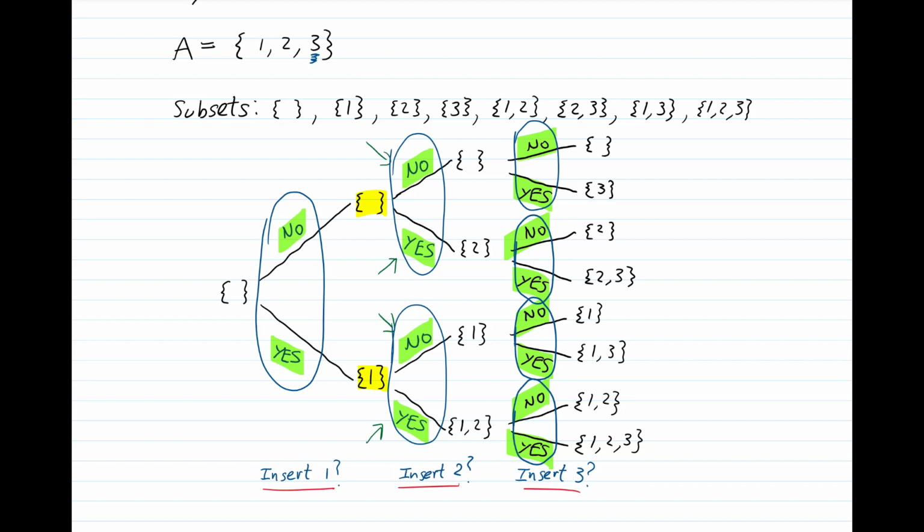You start with 1 set, which is the empty set. And then you double the number of sets 3 times. So you end up with 2 to the power 3. And so that gives us a very nice formula.